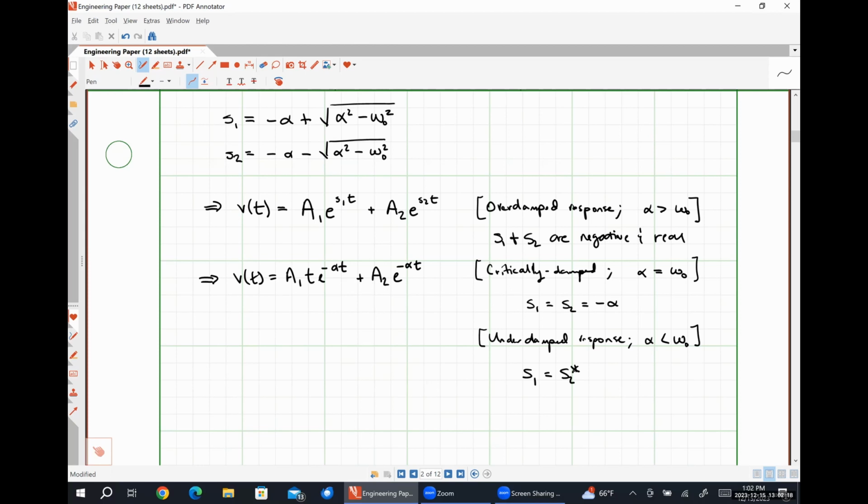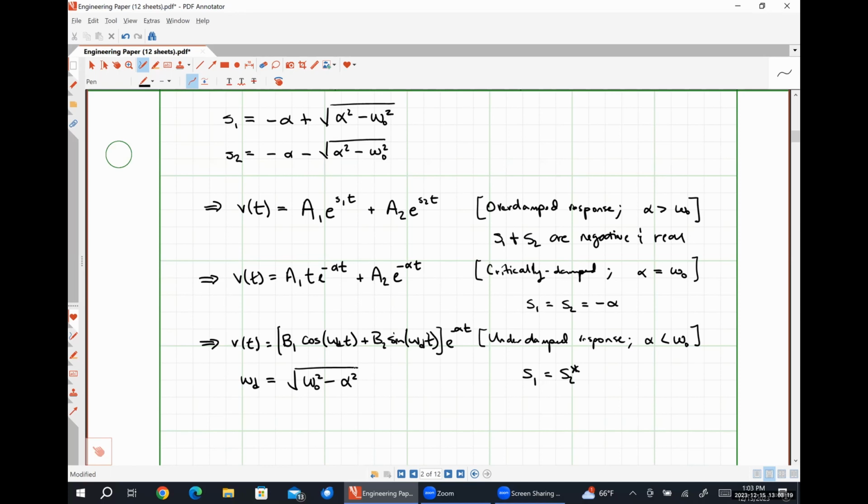So when we have the sum of two exponential functions where S1 and S2 are complex conjugates of each other, we can wind up using Euler's identity, which relates sine and cosine functions to complex numbers, in order to get the relationship V of t will be equal to B1 cosine omega d t plus B2 sine omega d t. All of this is multiplied by e to the negative alpha t. Okay? And we're going to define omega d to be the square root of omega naught squared minus alpha squared.